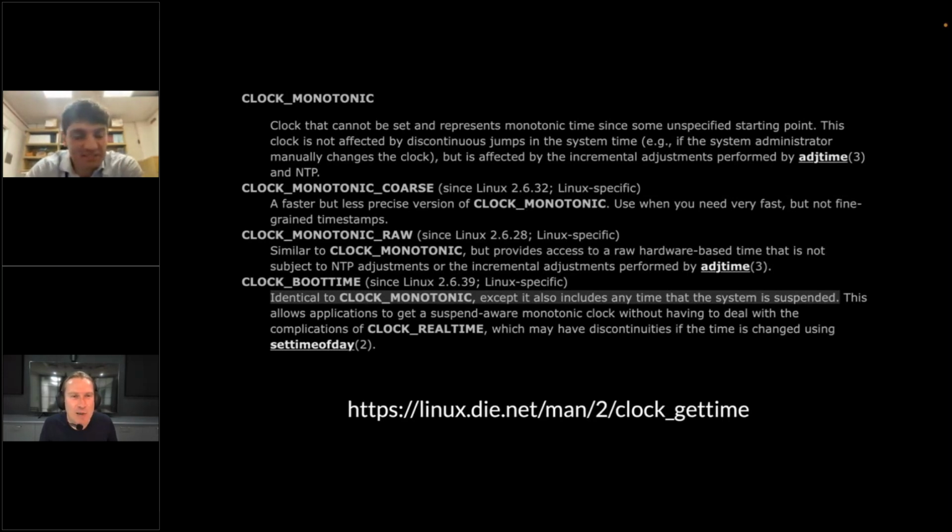So you start off, you read top down, you read clock monotonic, great, I've got my monotonic clock. You carry on reading the man page, clock boot time. It's identical to clock monotonic, except it also includes time that the system is suspended. So actually, this is a better monotonic clock. This is really what you want. Clock boot time is suspend aware.